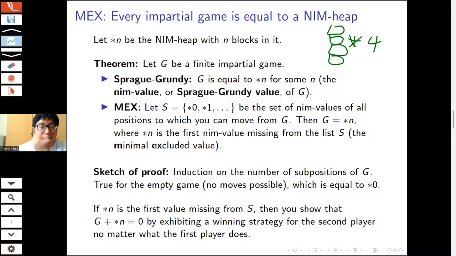This theorem has two parts to it, and it's always the weird, circular nature of proofs in combinatorial game theory that you kind of want to prove these things together. So let G be a finite impartial game. The Sprague-Grundy theorem says that any impartial game G is equal to star n for some n, in the sense of equals that we just defined, meaning G plus star n equals zero. That n is called the nim value, or, the serious way to talk about it, the Sprague-Grundy value of G.